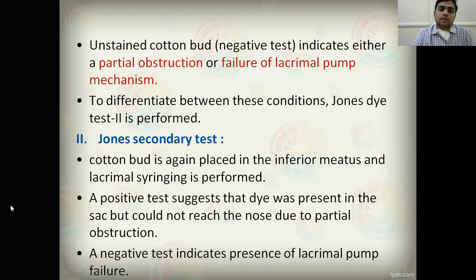So here, an unstained cotton bud, that is a negative test, indicates either a partial obstruction or failure of the lacrimal pump mechanism. To differentiate between these two conditions, the Jones dye test 2 or Jones secondary test is conducted. Here the cotton bud is again placed in the inferior meatus and lacrimal syringing is performed. A positive test suggests that the dye was present in the sac but could not reach the nose due to partial obstruction. A negative test indicates the presence of lacrimal pump failure.